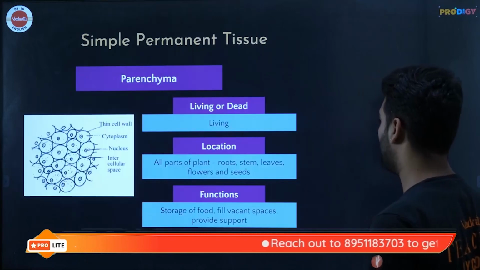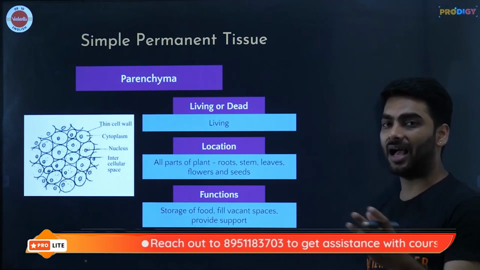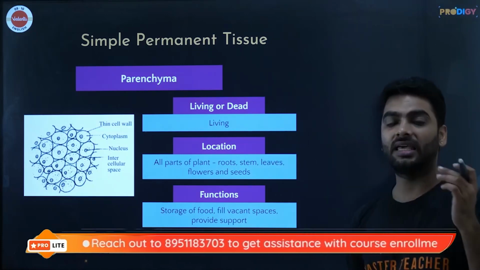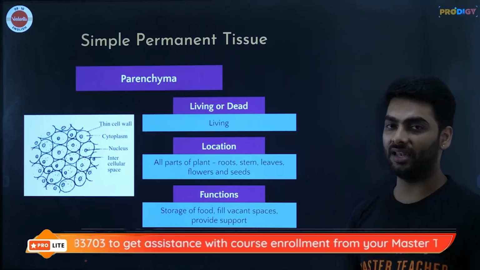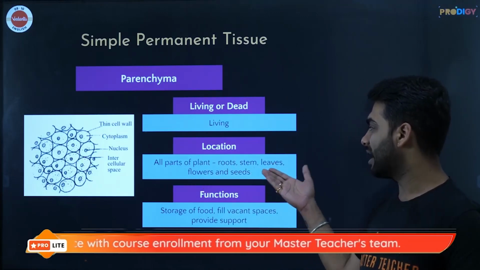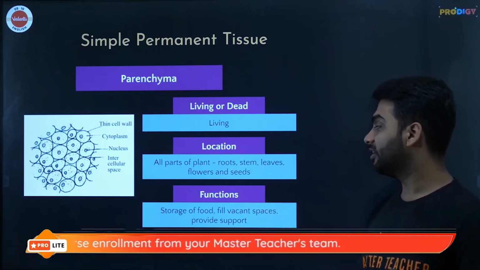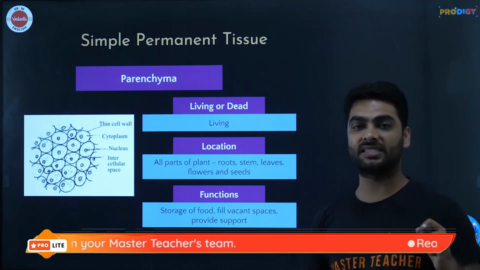So let's explore these. We begin with parenchyma. Usually, parenchyma are the living tissues. Even in the xylem, parenchyma are the only living tissues, unlike the xylem fiber. They are present in the root, stem, leaves, flowers, and seeds. The function is to store food, fill the vacant spaces, and provide support.